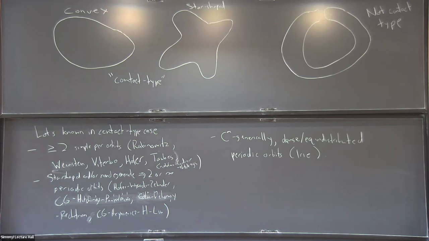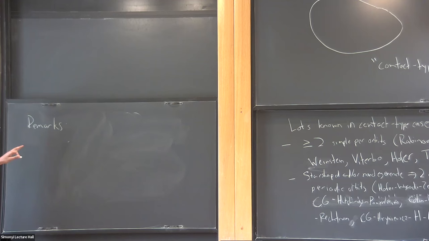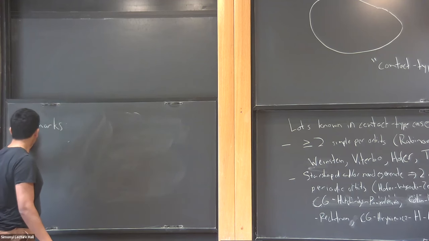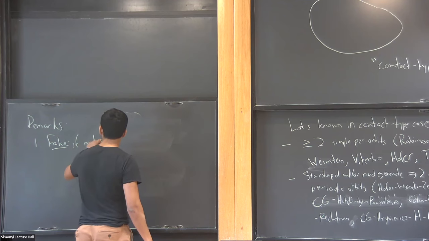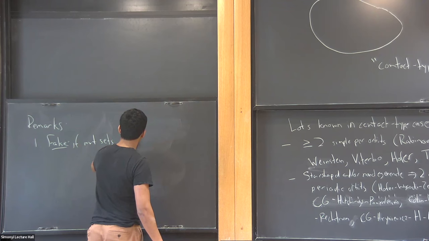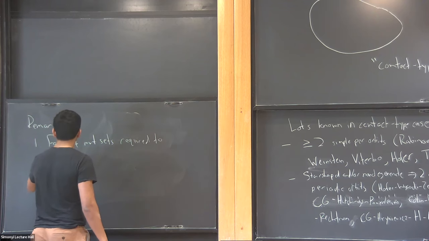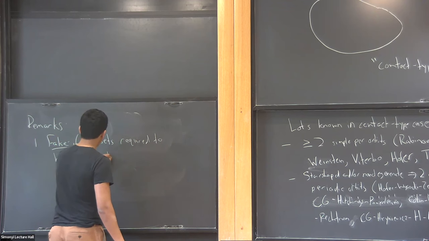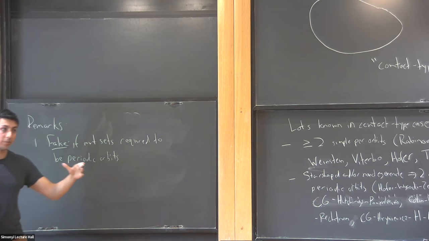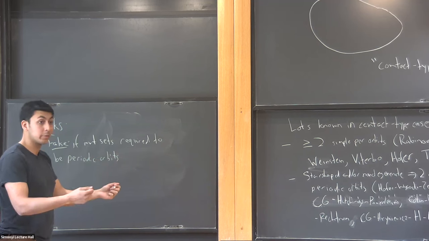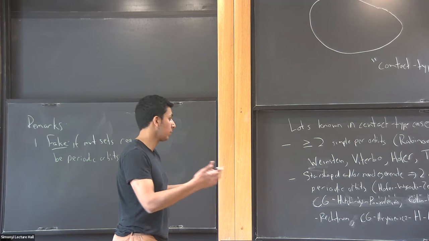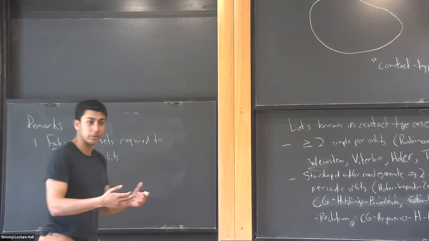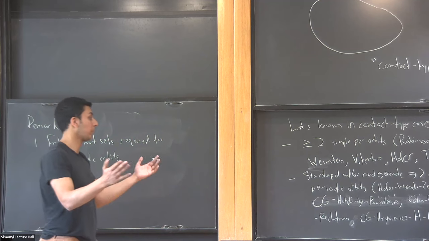Let's see. So we've already talked about some remarks that I wanted to make, so I'll just give two more that we haven't addressed yet. The first remark is that the theorem is false if the invariant sets are required to be periodic orbits. So we have this infinite family of invariant sets with dense union in Y. If they were all required to be periodic orbits, then the theorem would be asserting that periodic orbits are always dense in Y. And you can easily construct counterexamples to this statement, some of which we've already mentioned, like ellipsoids or the Katok example, which in fact only have finitely many periodic orbits.